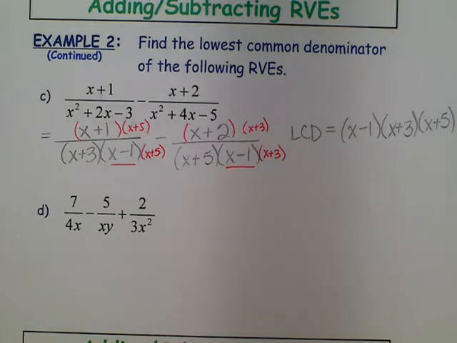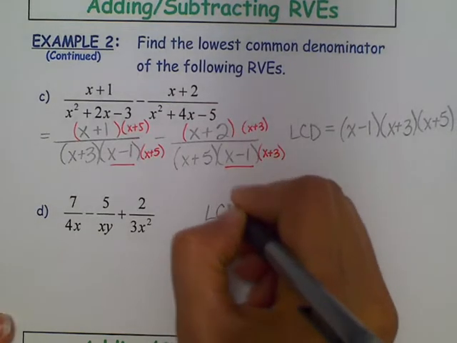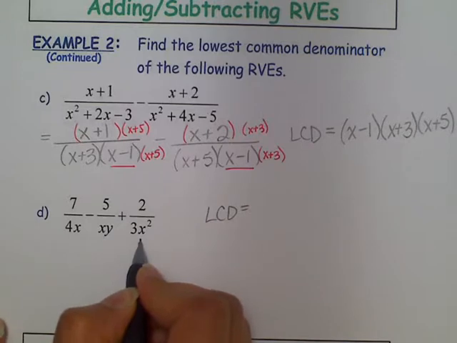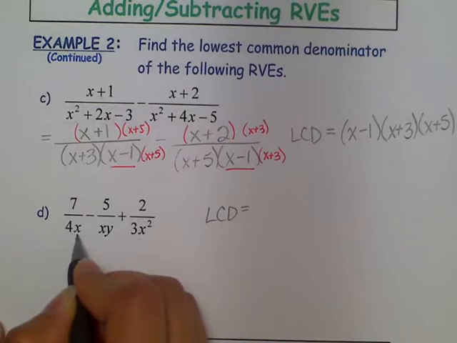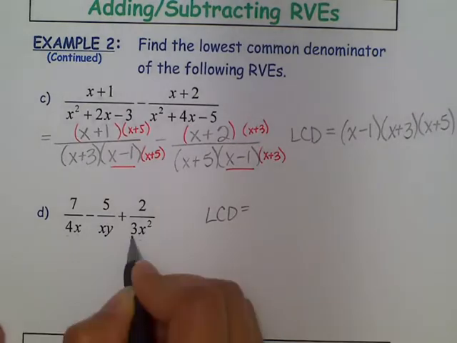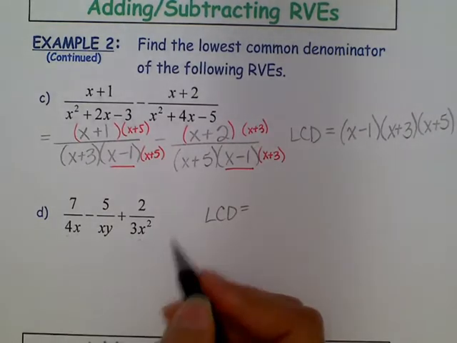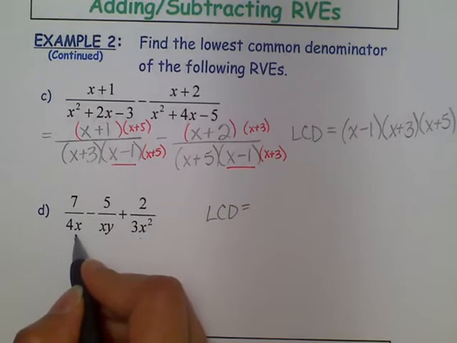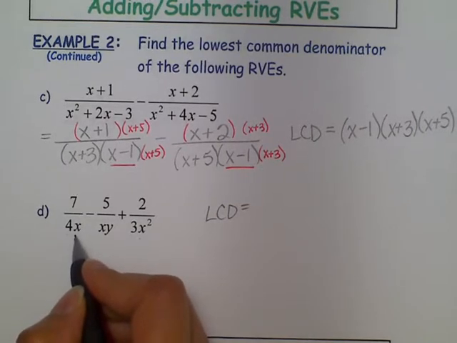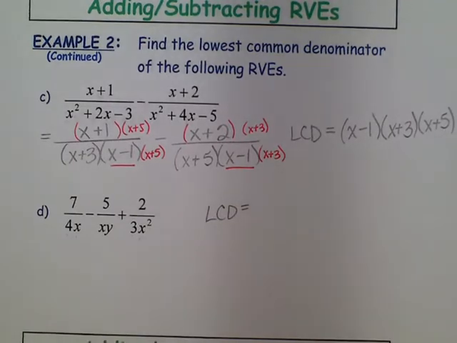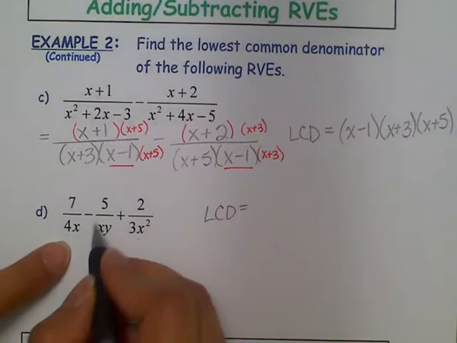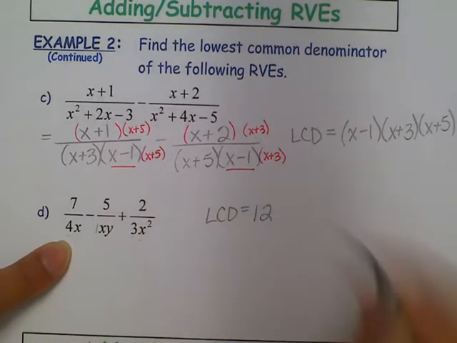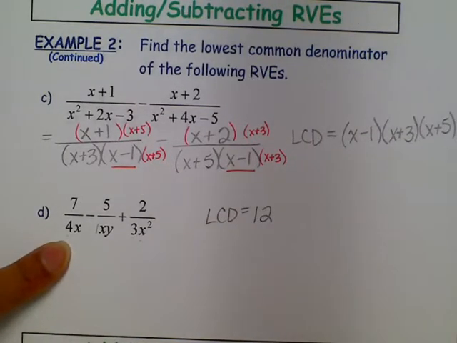Okay, the last one, again, we're going to look for a lowest common denominator. And you'll notice in this case, the denominators are all in factored form. They're all being multiplied. So 4 times x, x times y, 3 times x squared. And so again, we're going to look at the numerical part first to find the lowest common denominator in terms of the numerical part, and then we're going to look at the variable part next. So in terms of the numerical part, I have a 4, a 1, and a 3, and so the lowest common denominator between the numerical parts is 12.